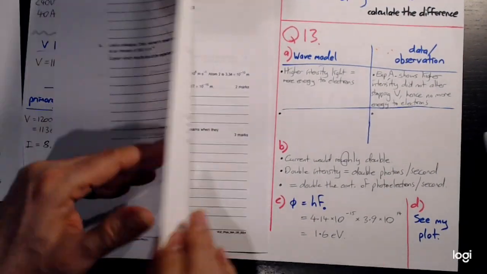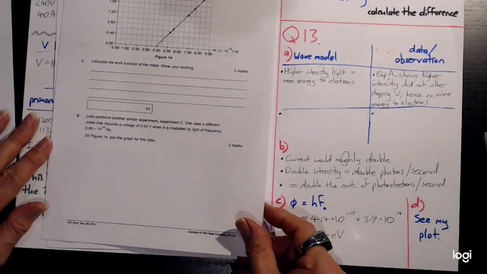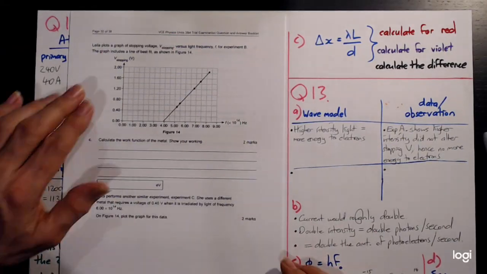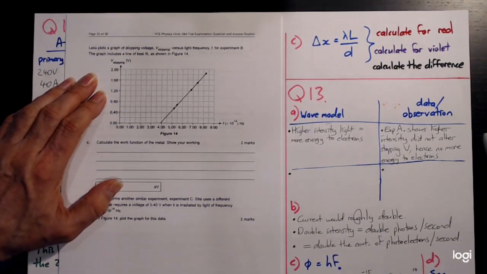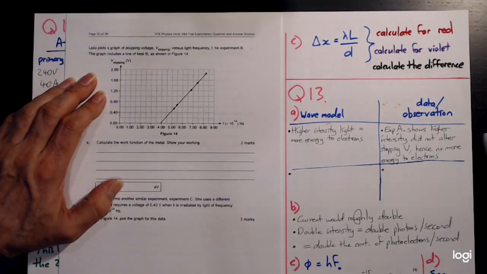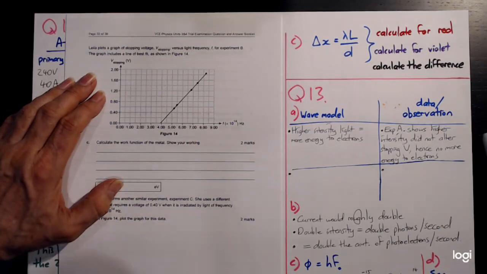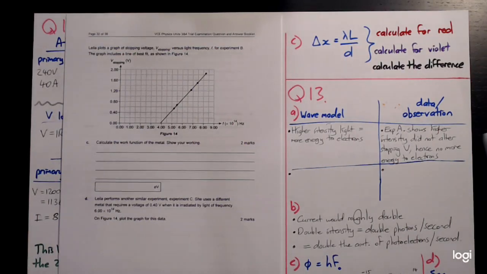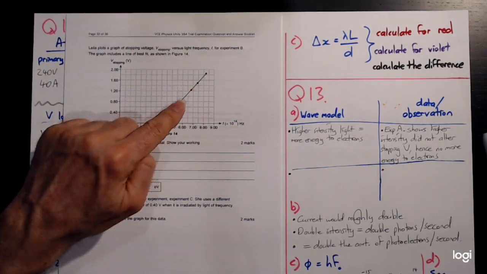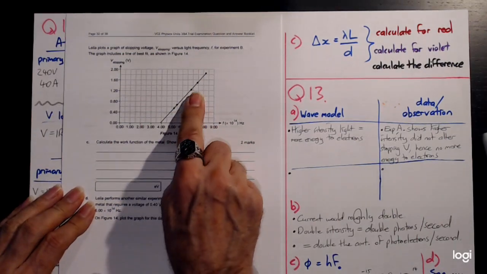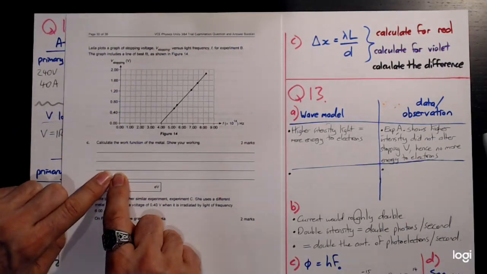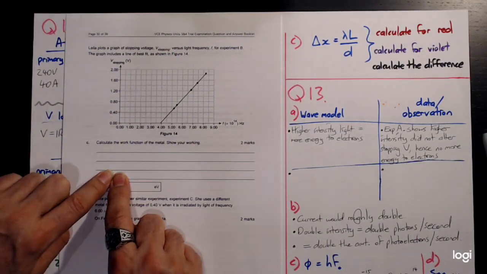Part C. Got a graph to interpret. Layla plots a graph of the stopping voltage versus the light frequency F for experiment B. The graph includes a line of best fit as shown there. Okay. Calculate the work function of the metal. Show your working. There are a couple of ways to do this actually. You can use the gradient, rise over the run, and you can figure out what the y-intercept must have been way down here somewhere. But that is a pain in the neck.